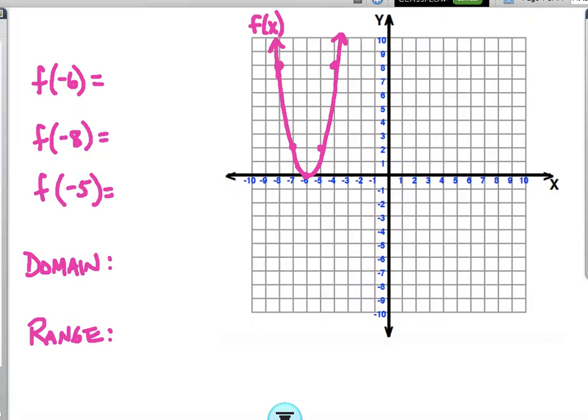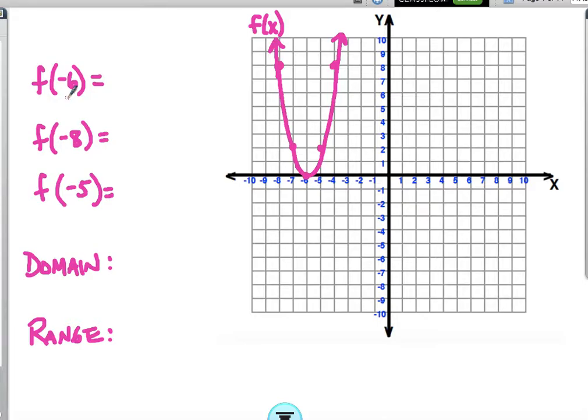Actually, I'm going to go back a page here. This pink function. Now you've seen this. This is a quadratic. It's a U shape. I'm just calling it f of x. So I'm giving it a very general name. I'm not even writing out the equation. And I just want to know, what is f of negative 6?